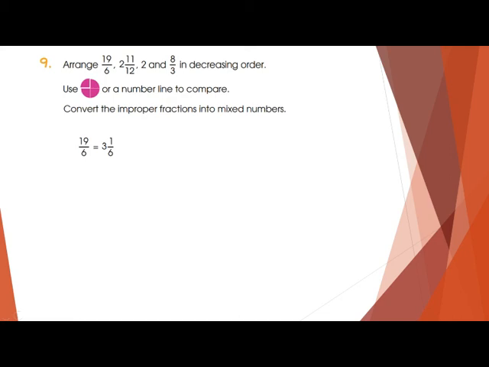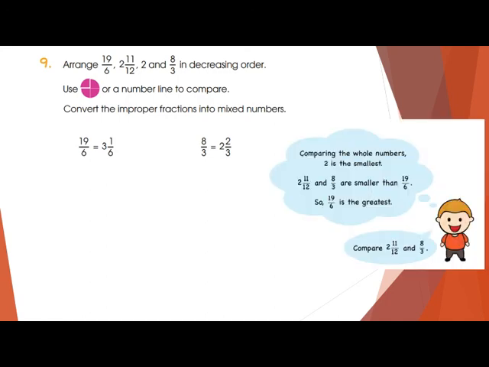19 upon 6: what will you do first? You have to convert it into a mixed number. Simply divide it in the rough column. 6 3s are 18, 18 plus 1 is 19. So I am writing 3 whole 1 upon 6. Next value is 8 upon 3, which you can divide using the table of 3. 3 2s are 6, 6 plus 2 is 8, so you can write 2 whole 2 upon 3, and compare the whole numbers.